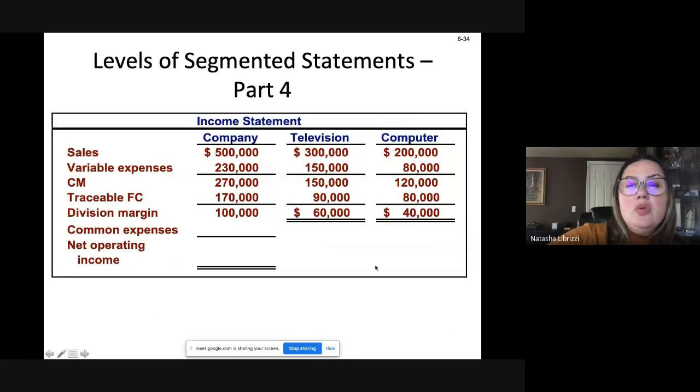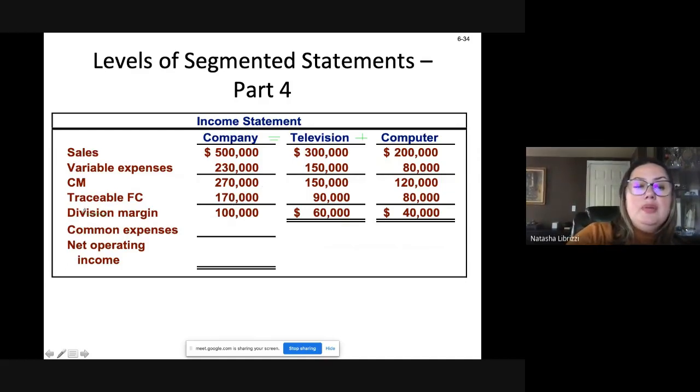Now I'm giving you the computer division information. And if you add those two together, what equals our total company, right? And we do this for each number here. So 200 plus 300 equals 500 and so on. So our division margins are 100,000.